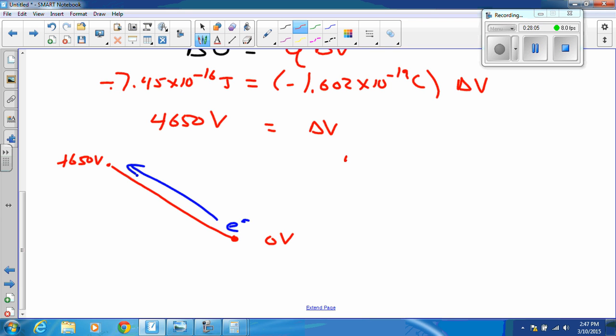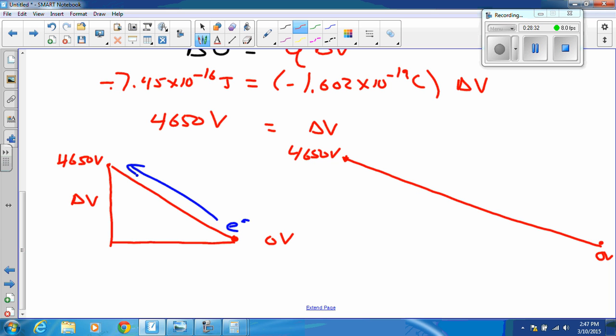If I spread the plates apart so that this is still 0 volts and this is still 4,650 volts, what changes is not the elevation between the two, but the slope between the two. Huh, that's interesting. I wonder what the slope is all about anyway. See, I'm a good calculus student, so I think to myself, I wonder what the slope is.